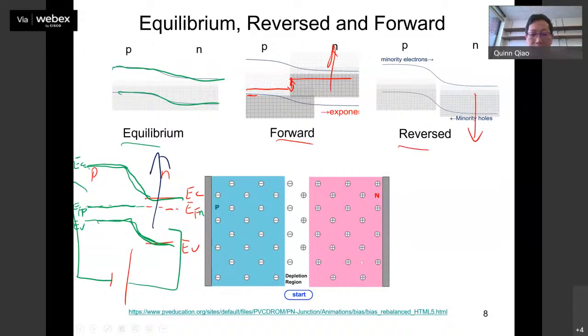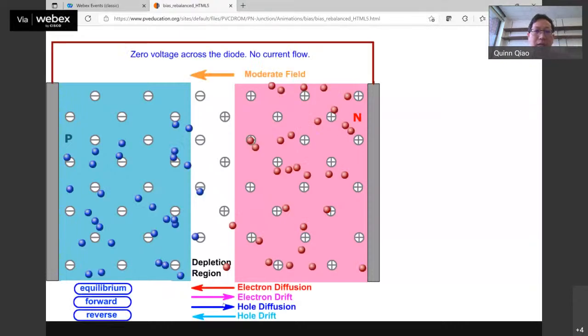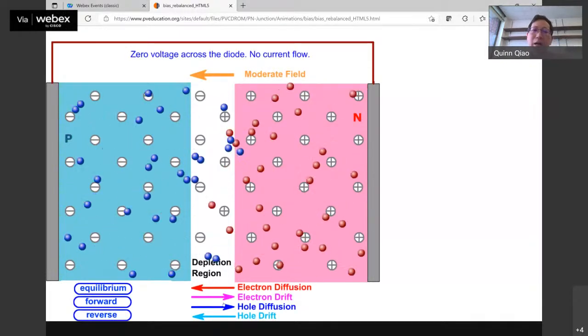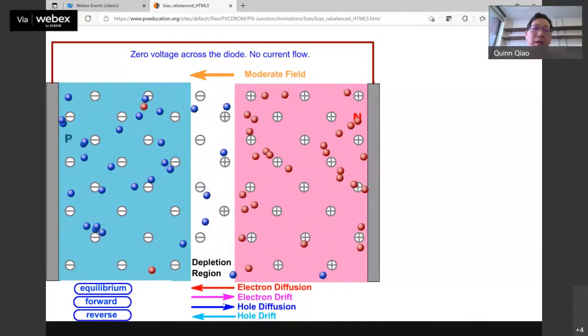Now let's take a look at these videos, okay? I'm going to stop sharing and then share a new one. Okay, this is a very basic diode structure. Can you guys see this? Okay, now let me start. Basically, the diode can work under equilibrium, forward bias, and reverse bias, okay?